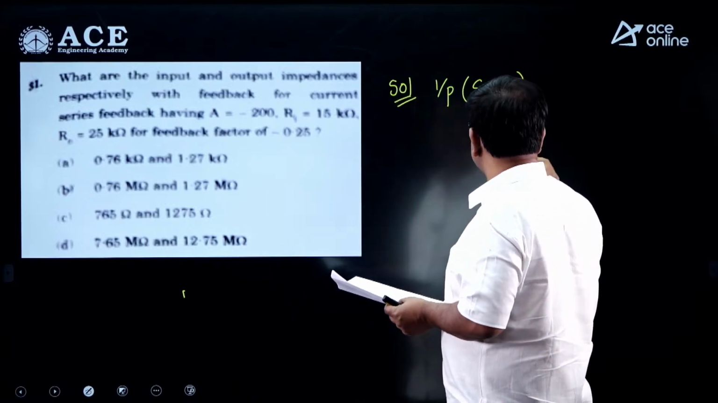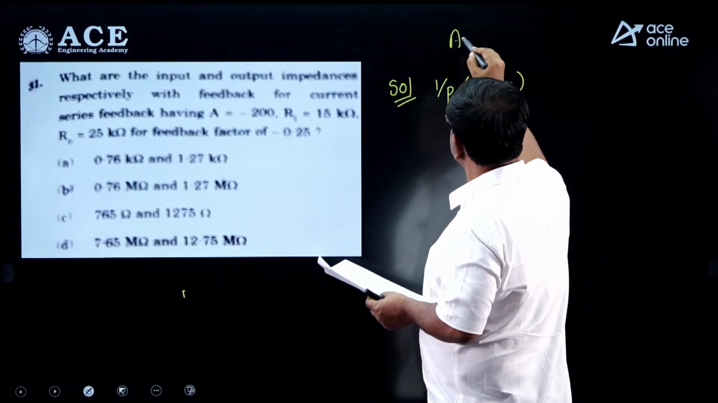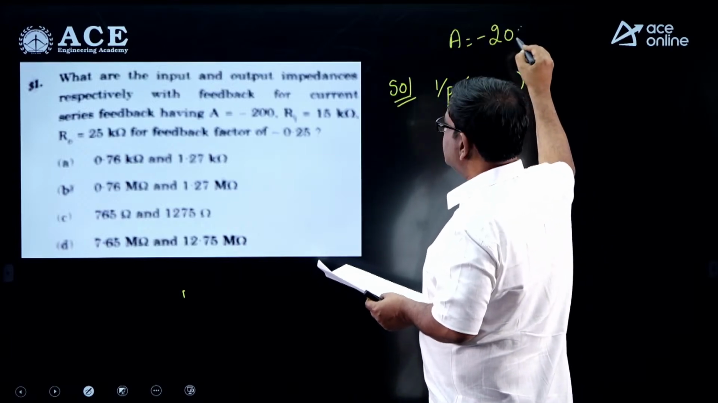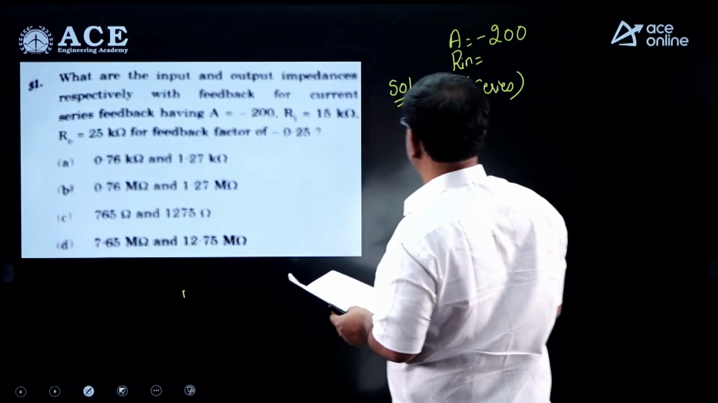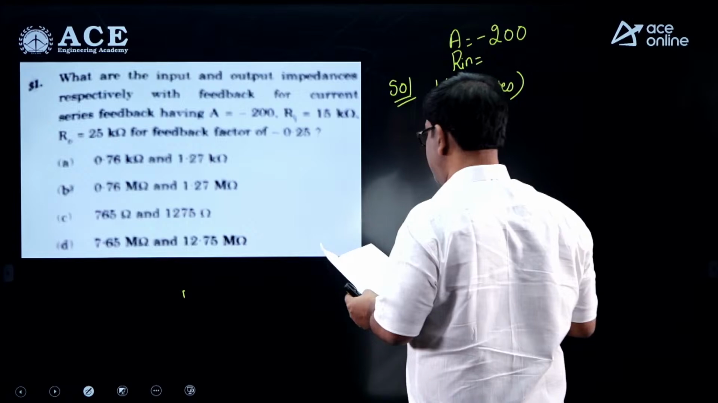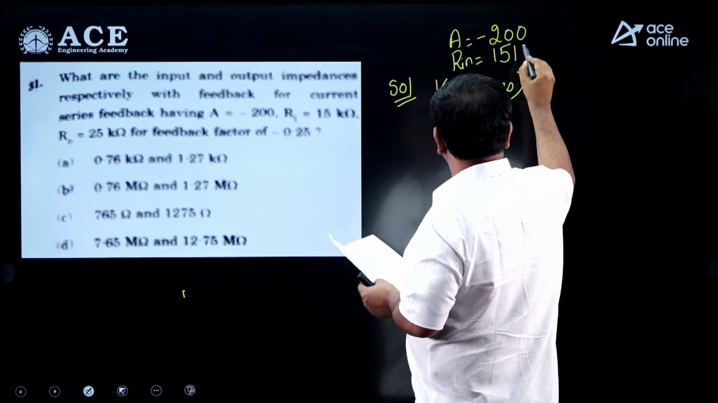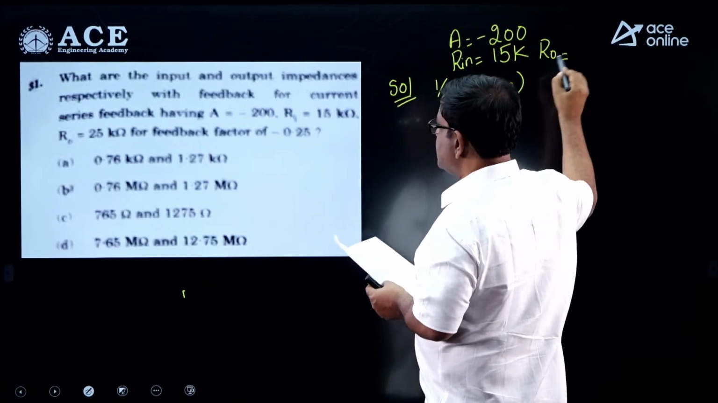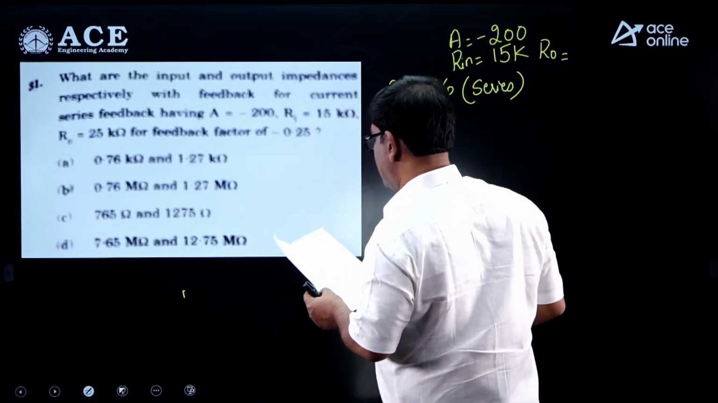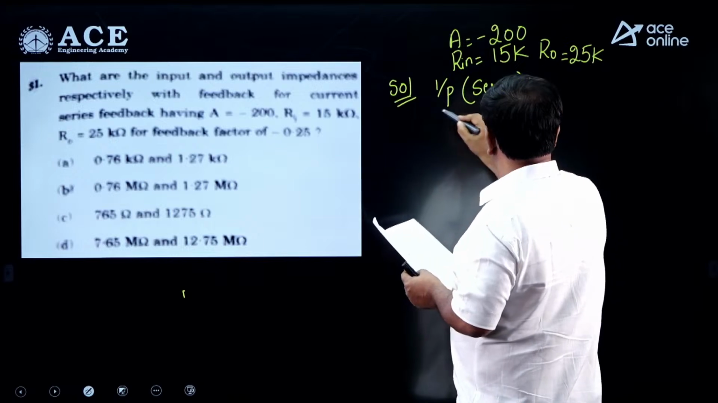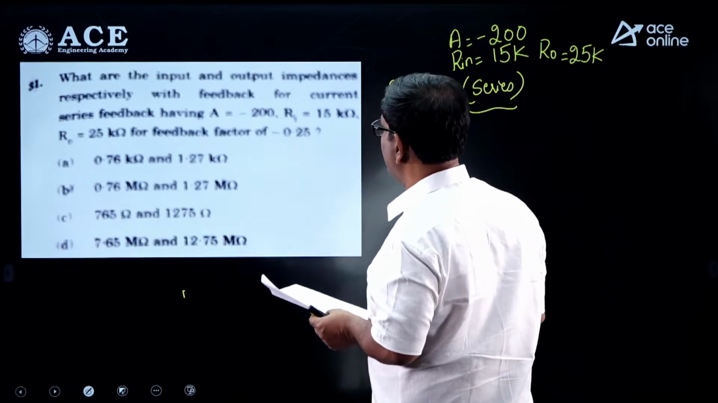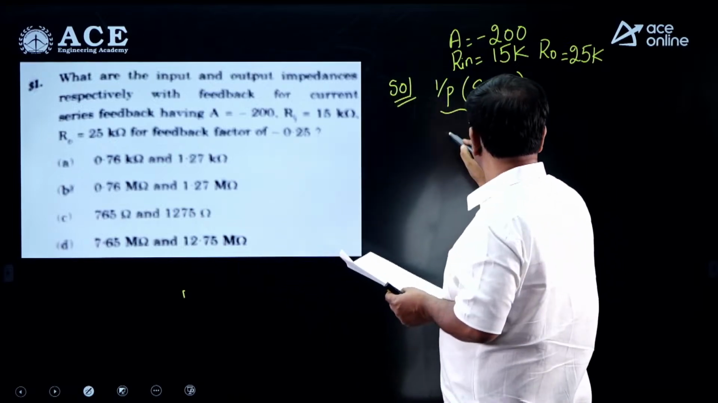So the gain A is given, input resistance is given, it's not clear, I think 15K. The output resistance is also given around 25K. Now you are asked to find the input and output resistance with feedback.